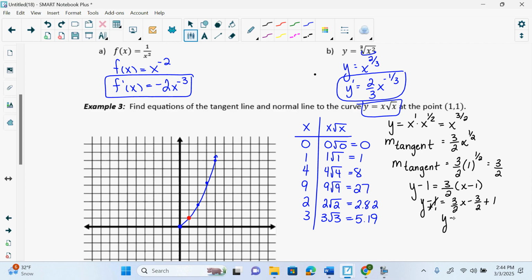So I get y equals 3 over 2 x what? What's negative 1.5 plus 1? Yeah, negative a half. So this is the equation of the tangent. That's the equation of the tangent.